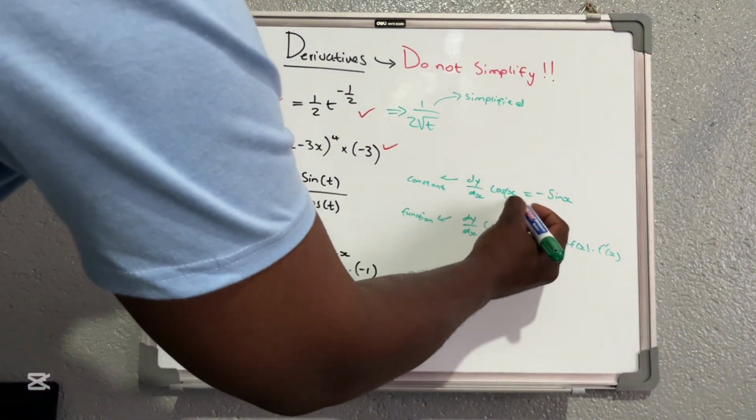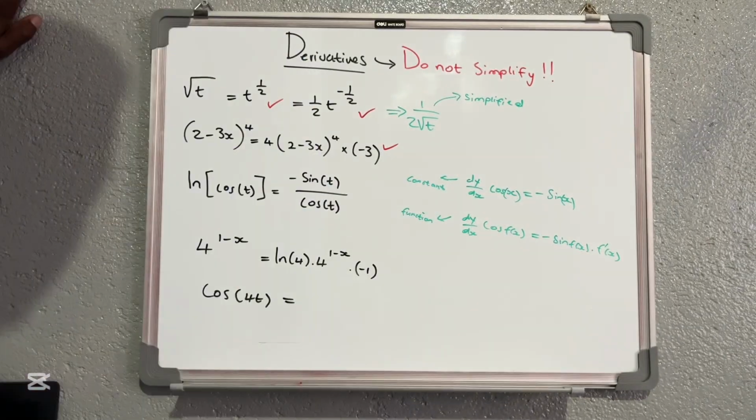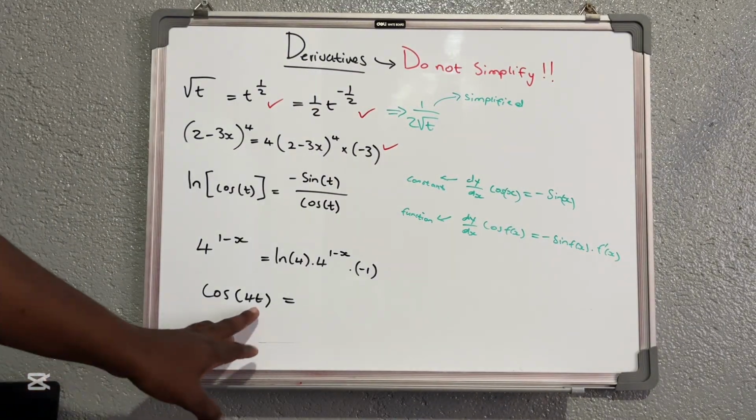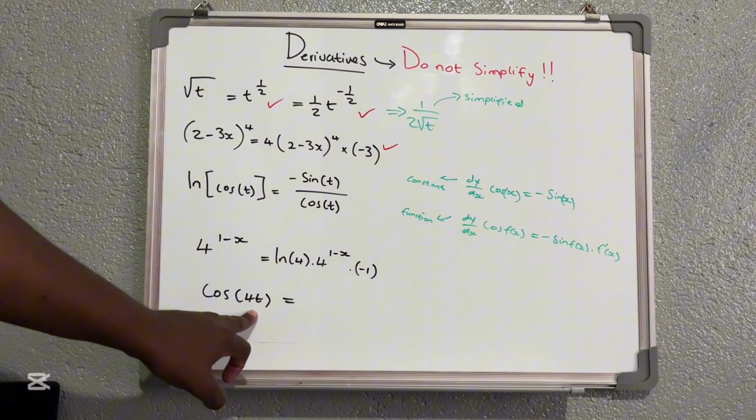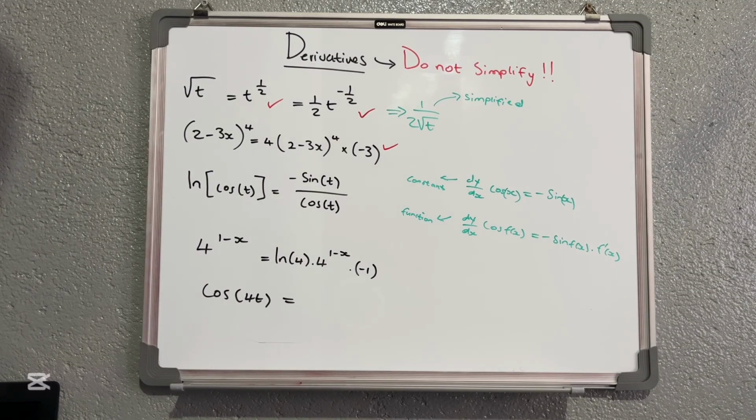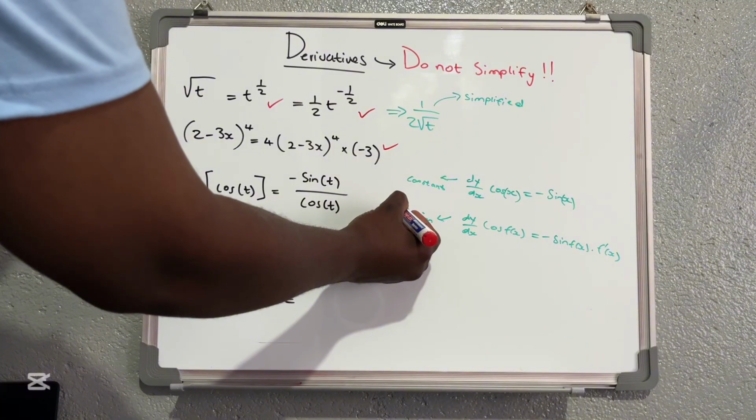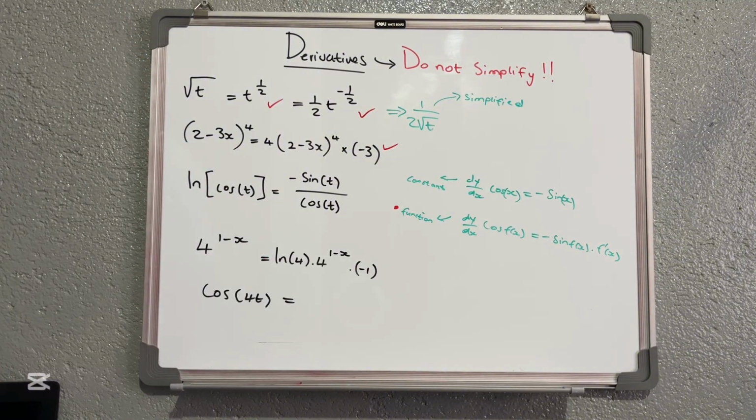So let me just do it like this so that you can notice the difference. Here, do I have a constant or a function? I definitely have a function. So it means now I'm going to be using this rule. See, so don't let that one confuse you.